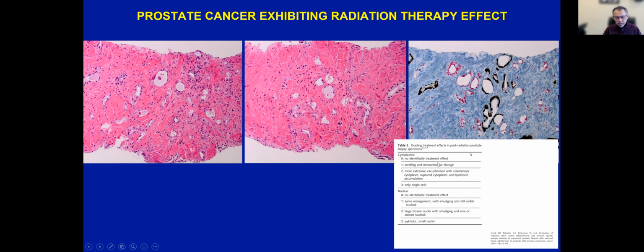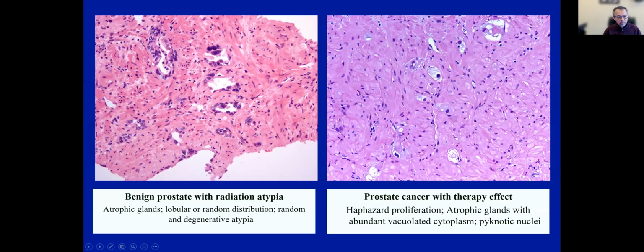There have been studies showing grading of treatment effect in post-radiation biopsies, but most of the time, I think morphology is straightforward enough to determine whether you see enough evidence of treatment effect in a cancer or not. So here is a side-by-side comparison of benign prostate glands demonstrating radiation treatment effect. The importance of this is not to overcall this as a cancer.